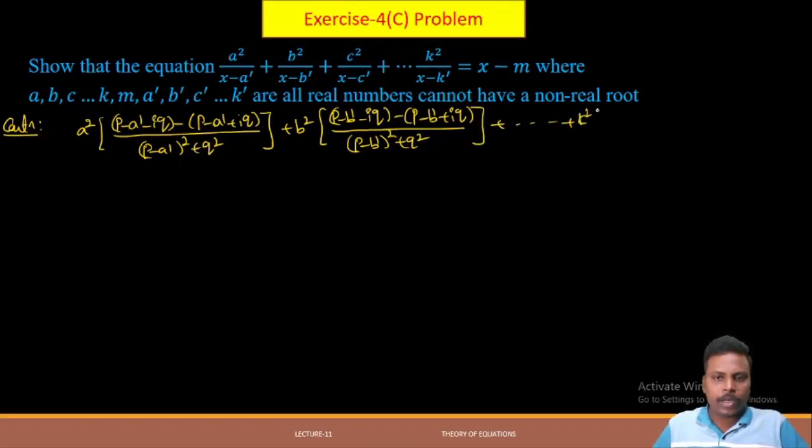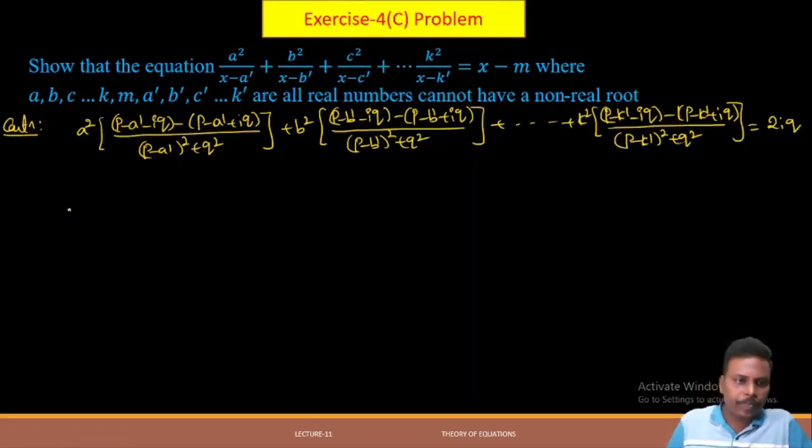K square into p minus k dash minus iq minus p minus k dash plus iq, divided by p minus k dash whole square plus q square is equal to 2 into iq.